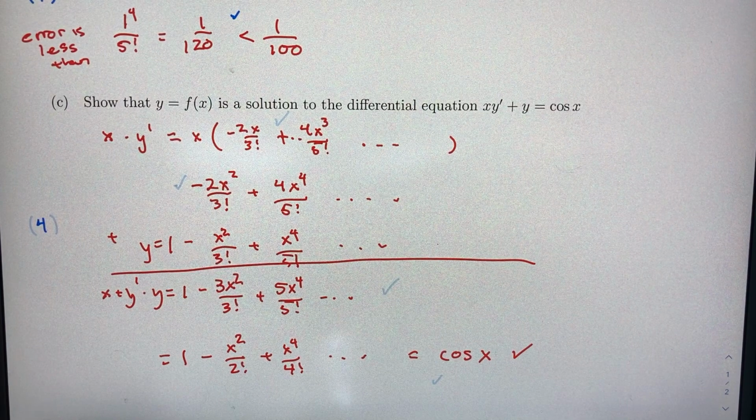This is 4 points. 1 for the series for y prime, 1 for the series for x times y prime, 1 for the grand total, and 1 for identifying it as cosine. Or you could say, okay, x times f of x is sine, if you look at that carefully, and then if you take the derivative using the product rule, you get the same thing.